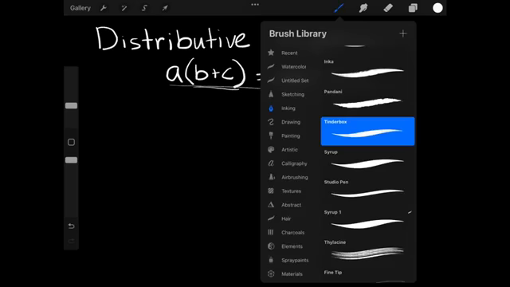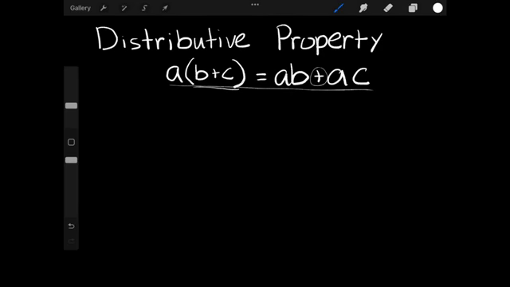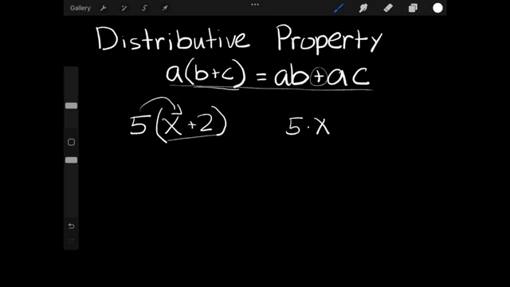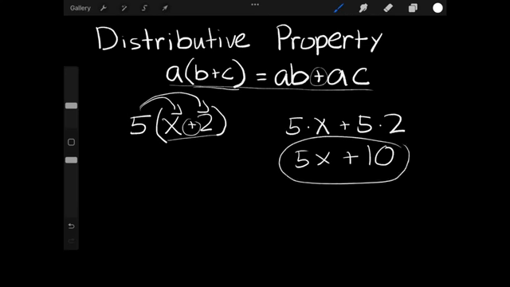Now, let's just do one more practice problem, just so we can really solidify it in our minds. What if we had the practice problem 5 times the group x plus 2? Well, x is inside the parentheses, so we'll have to use distributive property. 5 times x plus, this is a positive, so we're going to add plus 5 times 2 is equal to 5x plus 5 times 2 is 10. So that would be our answer.